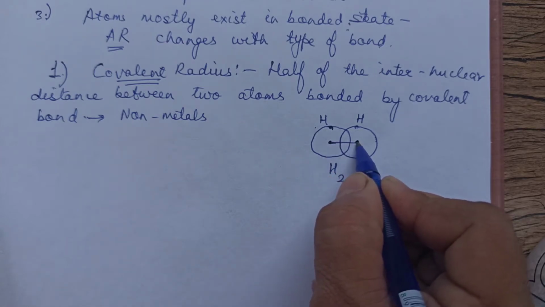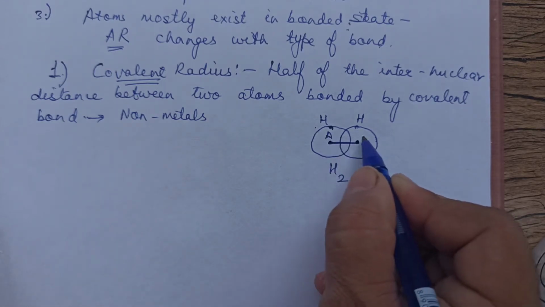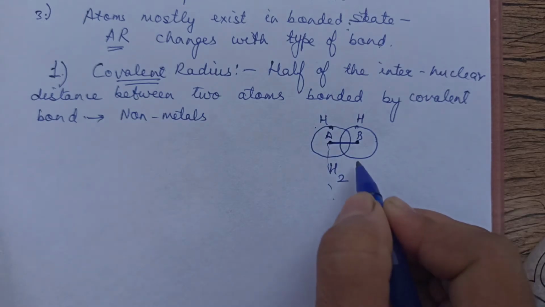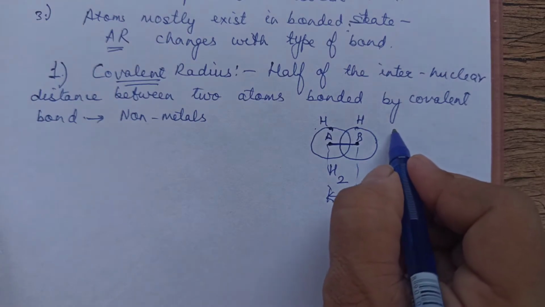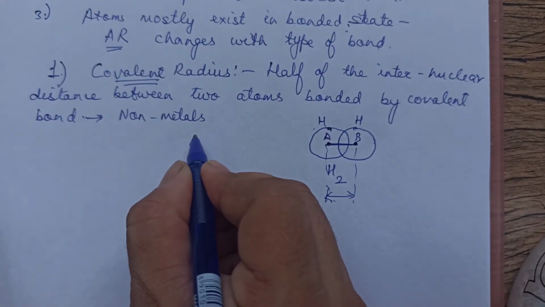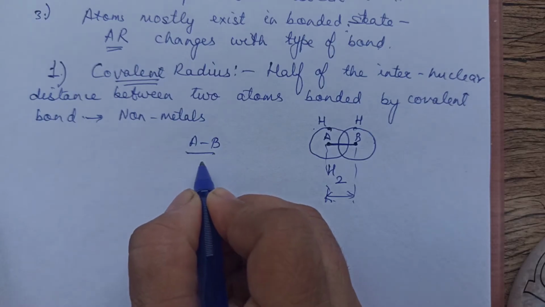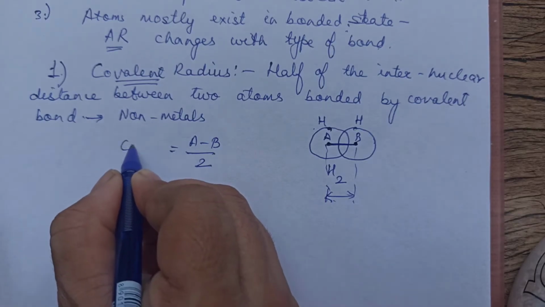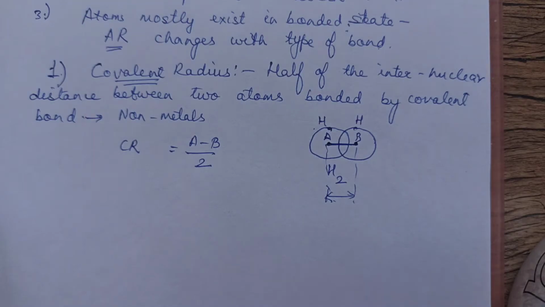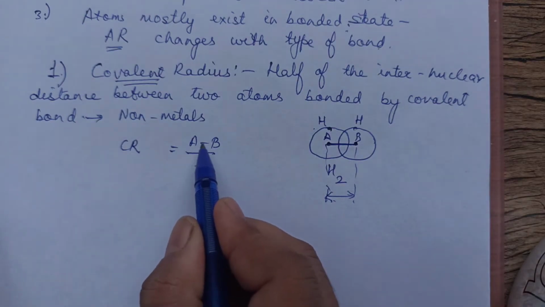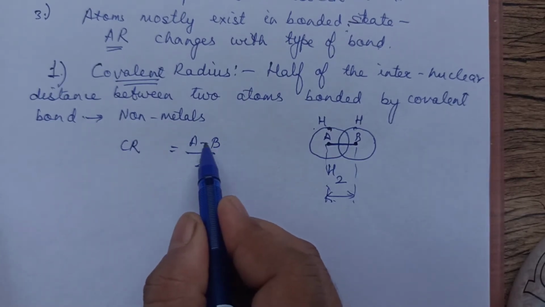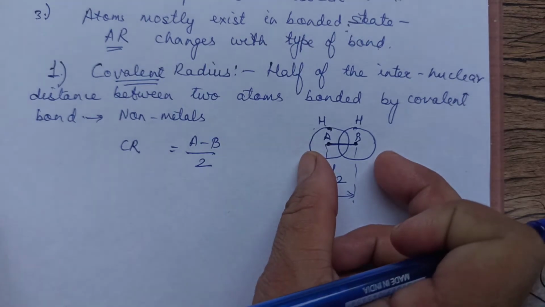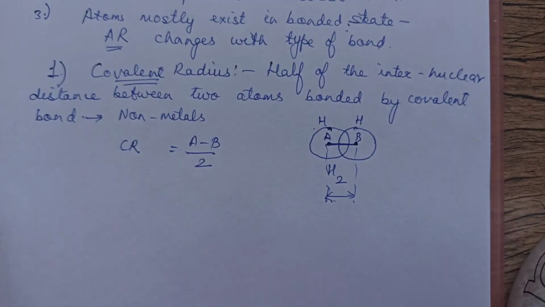So I will measure the internuclear distance. Say this is A, this is B. The distance between the two, the AB distance, divided by 2, will give you the covalent radius. Did you follow? What is AB here? It is the internuclear distance between two bonded atoms. The internuclear distance between two bonded atoms, divided by 2, is called the covalent radius.